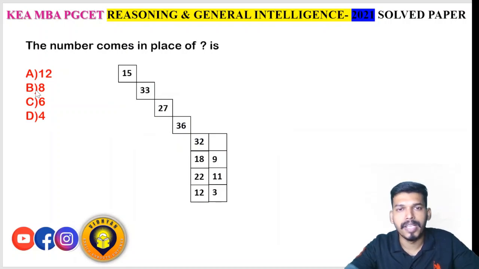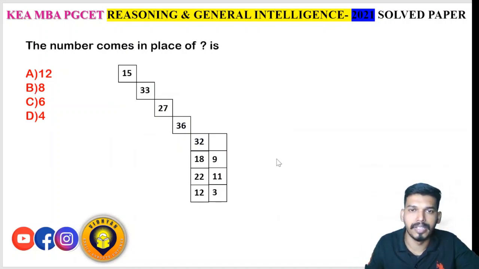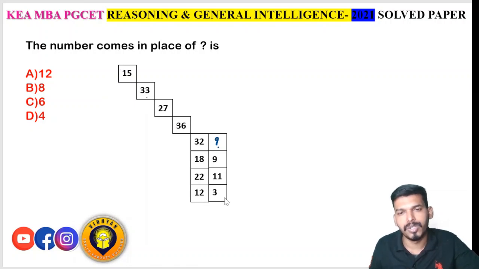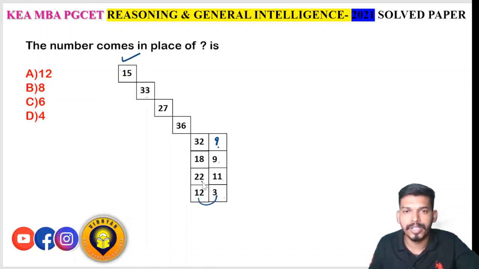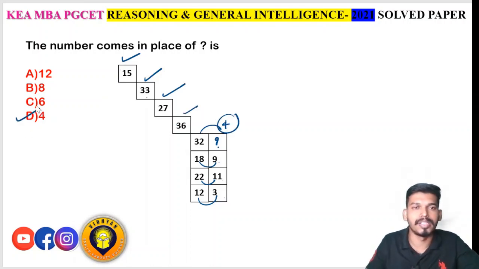Next one. The number that comes in the place of the question mark, that means in this box which number is coming. Okay, so here 15, 33, 27, 36 and here 12 3, 22 11, 18 9. Okay, fine. So if you see here, 12 plus 3 is 15, 22 plus 11 is 33, 18 plus 9 is 27. Then 32 plus which number will give you 36? 32 plus 4. So the answer here is 4.